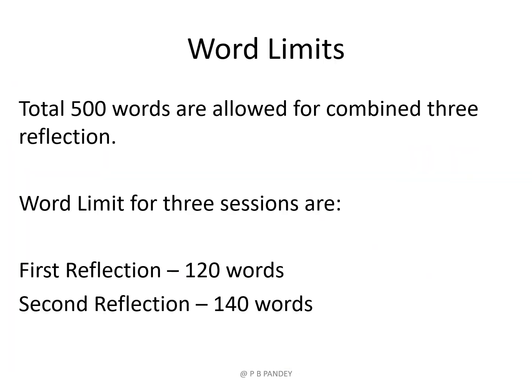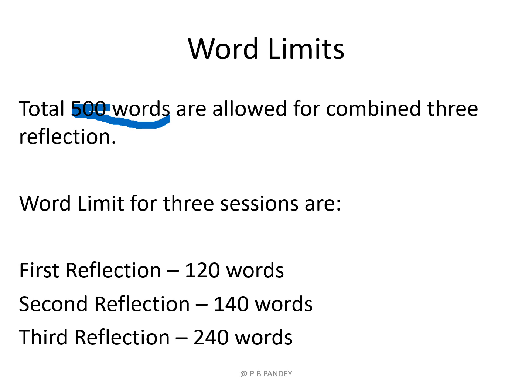There's a certain word limit. Why? Because as you can see, the reflection is a total of 500 words, 500 words for all the three reflections. So at Aga Khan Academy, we have given a limit for these. The first reflection should not be more than 120 words. Please make a note of it. You should not spend more than that. The second reflection should not be more than 140 words, and the third and final reflection should not be more than 240 words.